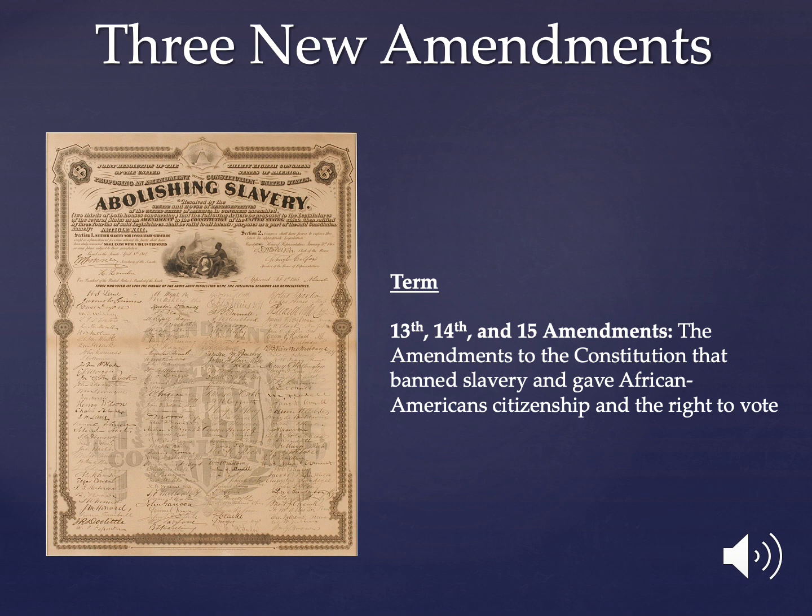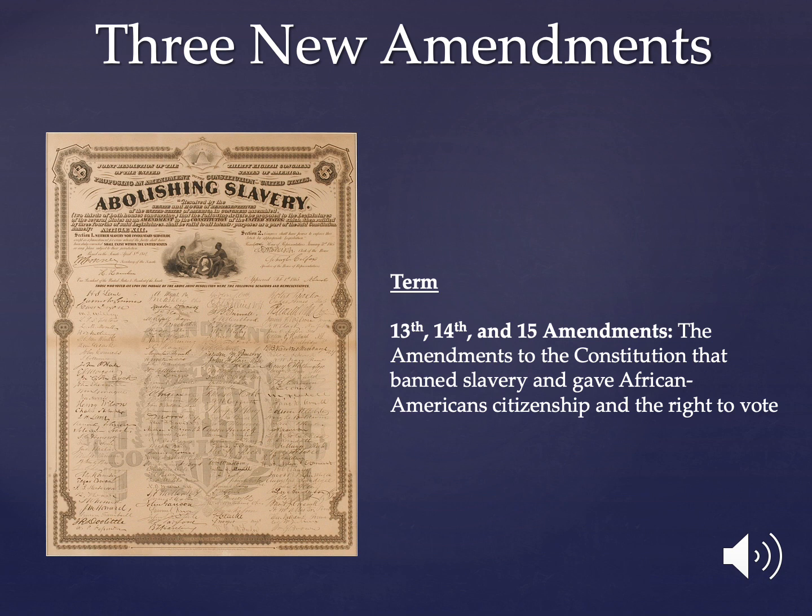Three new amendments. During this time, three new amendments were added to the Constitution, granting rights to the newly freed slaves. The 13th Amendment, adopted December 18, 1865, outlawed slavery. The 14th Amendment, adopted July 9, 1868, granted citizenship and equality under the law for all former slaves. The 15th Amendment, adopted February 3, 1870, gave the right to vote to all male citizens regardless of race.